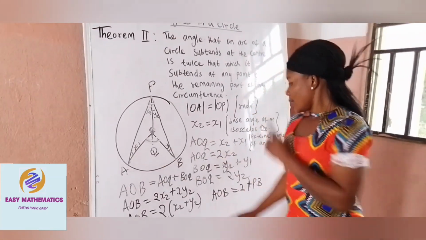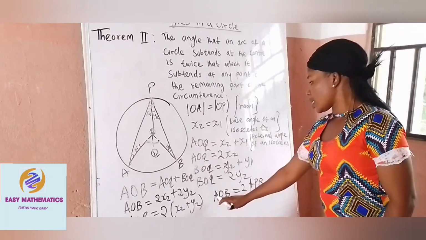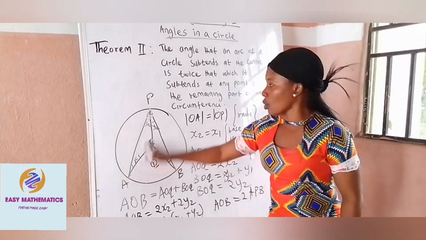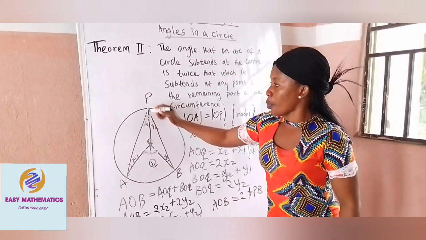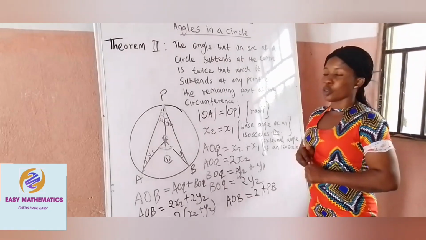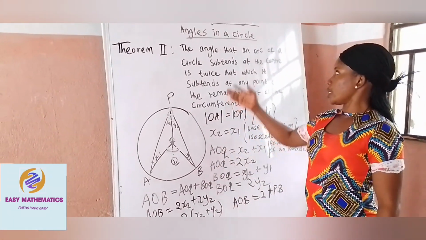So we can see that the angle subtended at the center of the circle, which is AOB, is 2 times the angle subtended at the circumference. The next thing we are going to do is look at some examples. We will solve some examples on angles in a circle.